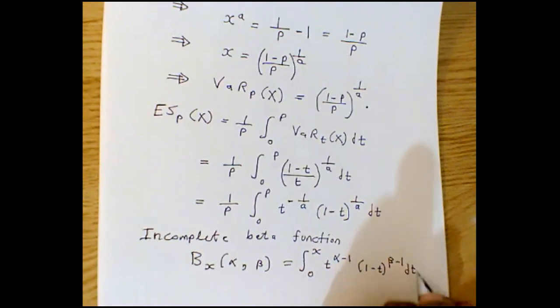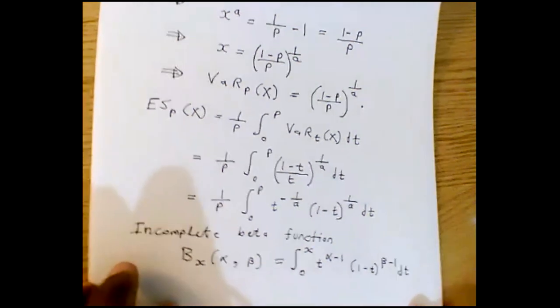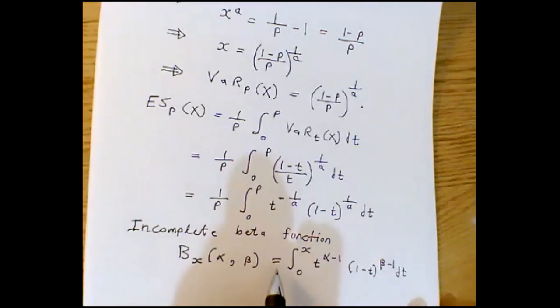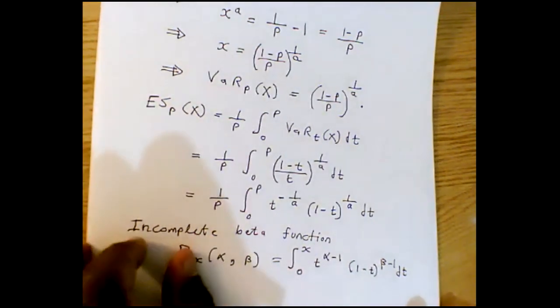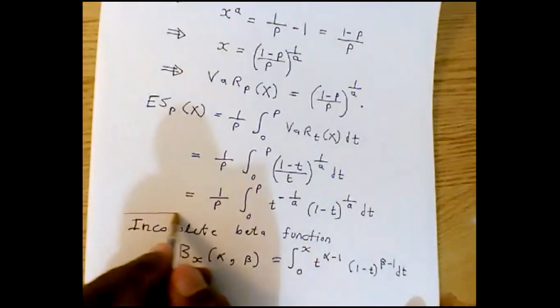So this is exactly the same as the beta function. The only difference is that instead of integrating from 0 to 1, you're integrating from 0 to a number x, which is between 0 and 1. Right? So let me put a box around this so you can see.